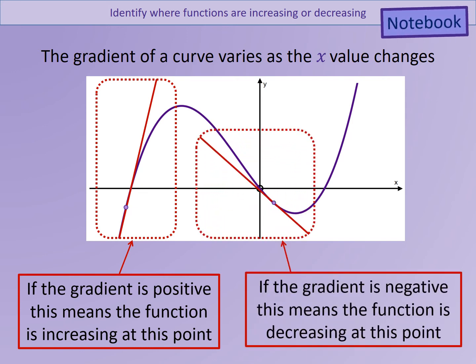Similarly, in this section here, we have a decreasing function because the gradient is negative, all the way up to the turning point that is our minimum point. The gradient would be negative on the curve, and therefore we would say that the function is decreasing.